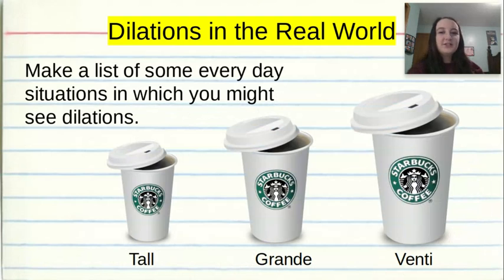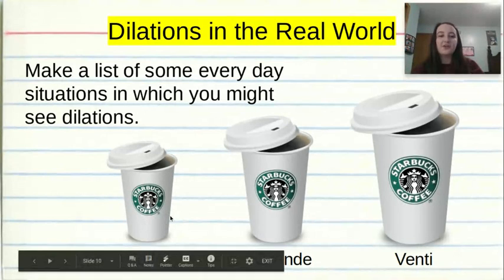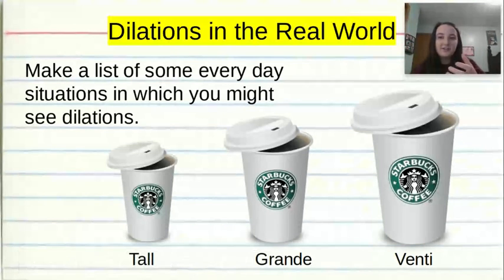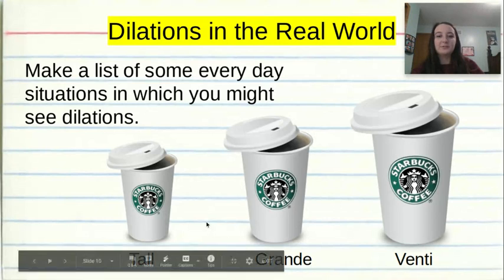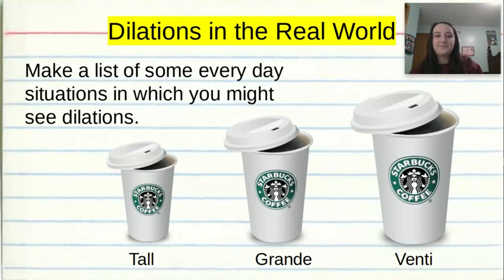So, some dilations in the real world. Like if you were to go to Starbucks, they have the different size coffee cups, or anywhere you get different size cups for your drinks or sodas. At Starbucks, they have what's called their tall, grande, and venti, and they're all the same cup. However, they're different sizes. So this would be a dilation in the real world because we have our smaller one, our medium one, and our large one.